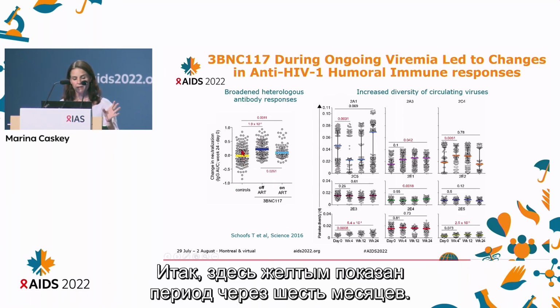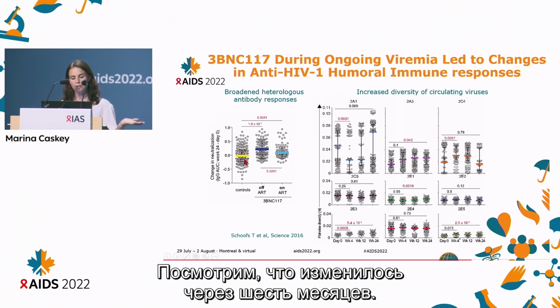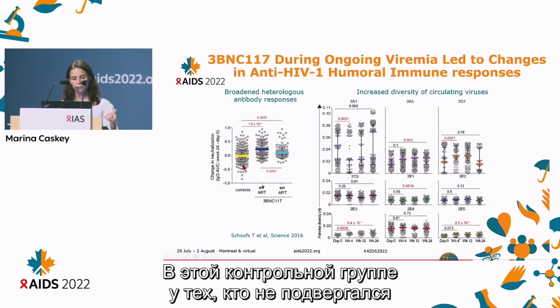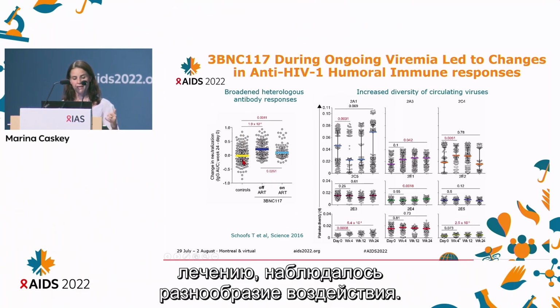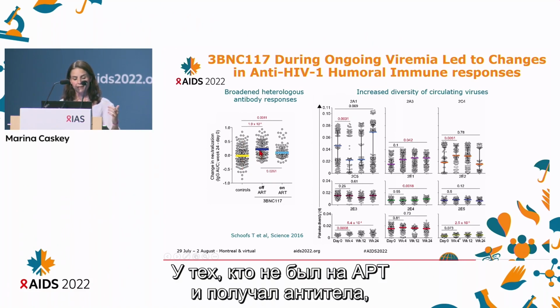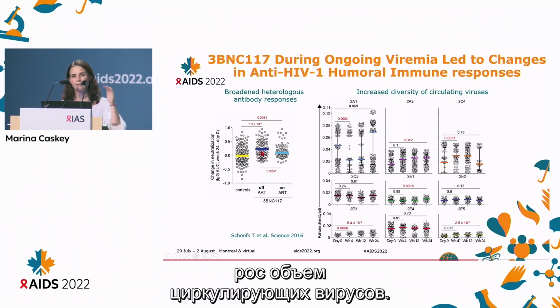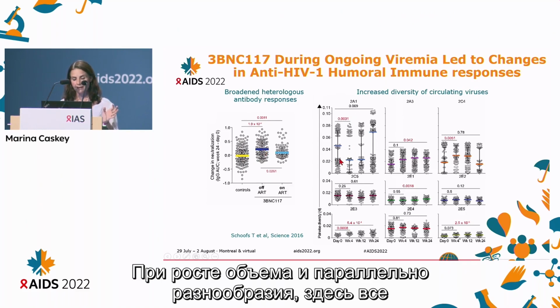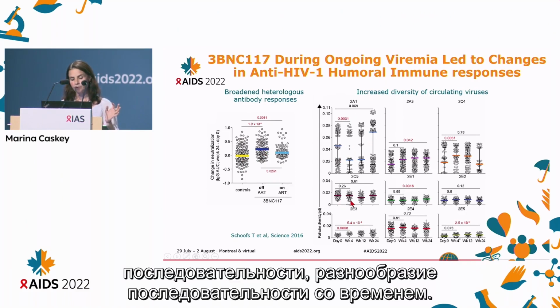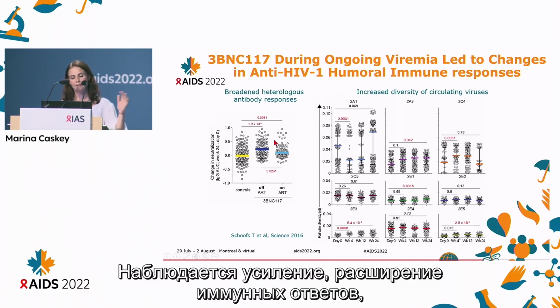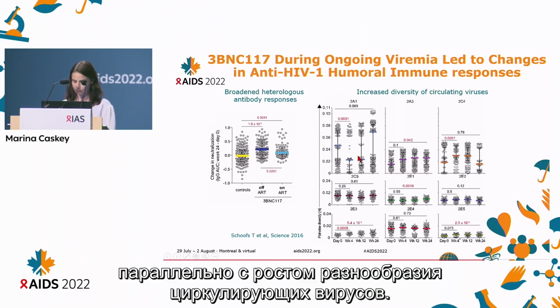So in the yellow here, over a period of 6 months. So looking at the change over 6 months, in the control group, which were individuals that did not receive the treatment, there was variability in terms of activity. Whereas in the individuals that were not on ART and received the antibody, there was increasing breadth in the circulating antibodies. And this increasing breadth paralleled the difference in these, which are all sequences and diversity of sequences over time. So there was enhancement, broadening of immune responses that paralleled increased diversity in viruses that were circulating.